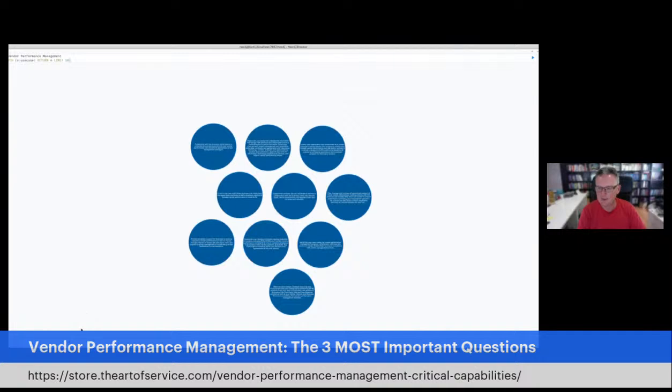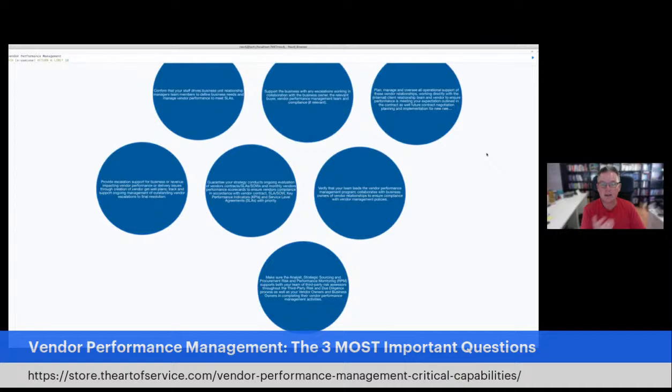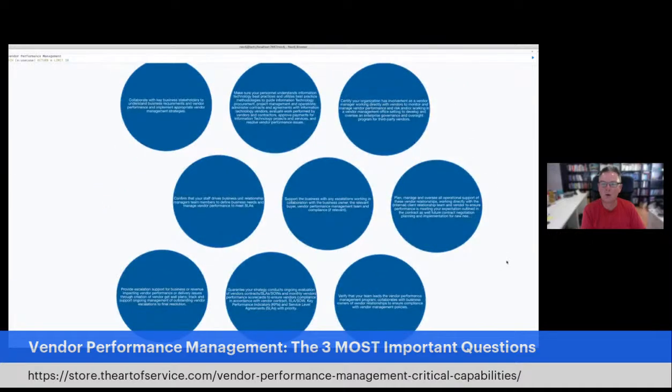These are the activities that need to be in place. These are the top 10 activities, use cases that need to be in place. So like I said, they're all organized based on their prioritization. They're prioritized. If you have these 10 in place, it covers the whole gamut of vendor performance management.